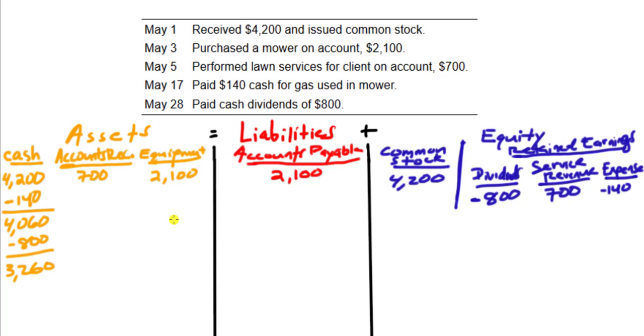So as verification for the month of May, to make sure our equation still balances, let's add up each side. So 3,260 plus 700 plus 2,100 is $6,060. Okay, now 2,100 plus 4,200 minus 800 plus 700 minus 140 is $6,060.